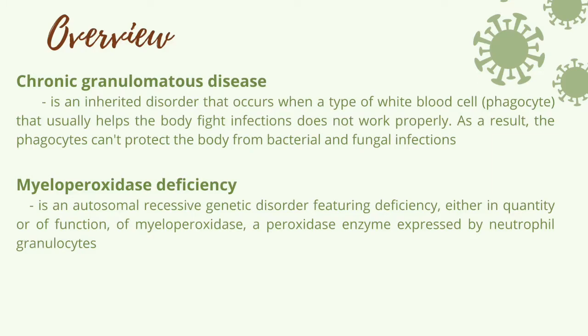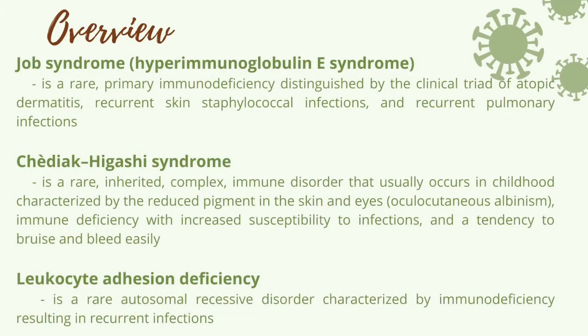Next is myeloperoxidase deficiency. It is an autosomal recessive genetic disorder featuring deficiency, either in quantity or of function, of myeloperoxidase, a peroxidase enzyme expressed by neutrophil granulocytes. Next is Job syndrome, or the hyperimmunoglobulin E syndrome. It is a rare primary immunodeficiency distinguished by the clinical triad of atopic dermatitis, recurrent skin staphylococcal infections, and recurrent pulmonary infections.